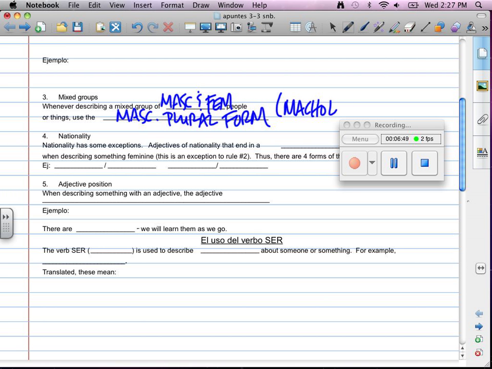So, for example, if there was a classroom full of 100 women and there was one boy in the room and we wanted to describe that group of students, the adjective would be masculine. That is correct. I'm going to give you an example. 100 students in one room. Estudiantes.